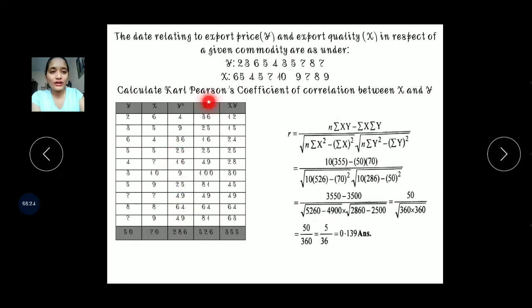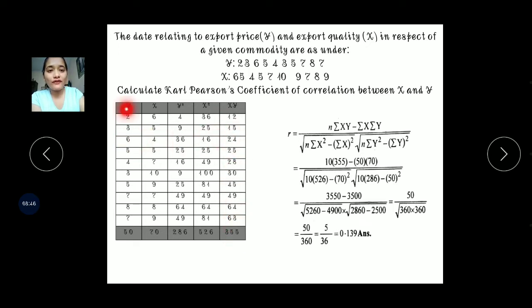For X square, we'll multiply the value of X series 2 times. 6 into 6, 36, 5 into 5, 25, 4 into 4, 16, and so on. And for X into Y, we'll multiply corresponding values of X and Y. 2 into 6, 12, 3 into 5, 15, 6 into 4, 24, and so on.